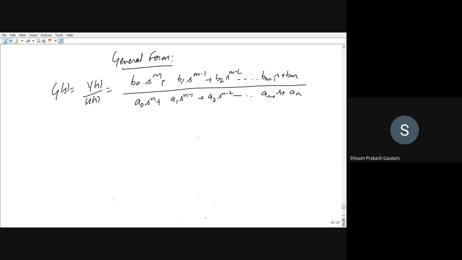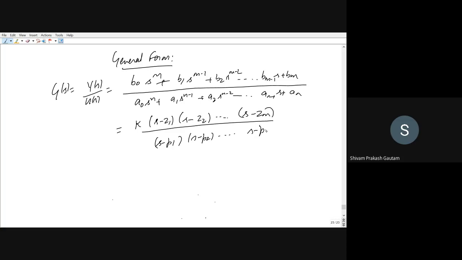Let us consider this is the general or generalized representation where b0, b1, b2, b(m minus 1), a0, a1, a2 are constants, and m and n can vary, right? You can also arrange this in this format, that is K times (s minus z1)(s minus z2) up to (s minus zm), whole divided by (s minus p1)(s minus p2) up to (s minus pn).